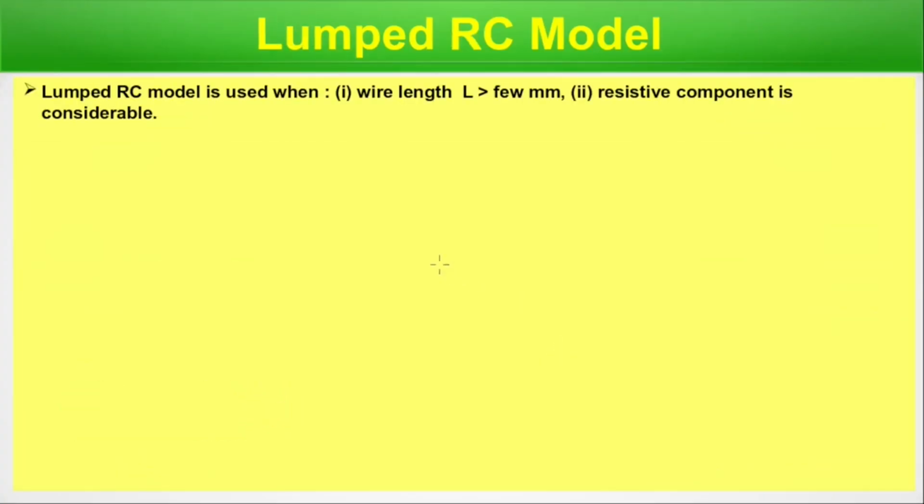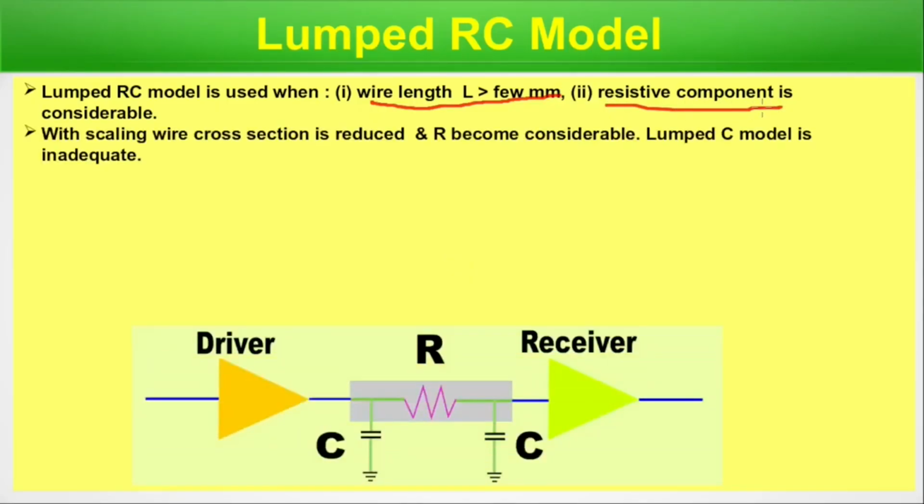Lumped RC model. The lumped RC model is used when wire length L is greater than a few millimeters and the resistive component is considerable. With scaling, the cross section is reduced and R becomes considerable. The lumped C model is inadequate because its assumption was that R is small. If R is increasing, then R is also becoming a considerable and dominant factor, so we cannot use the lumped C model there.